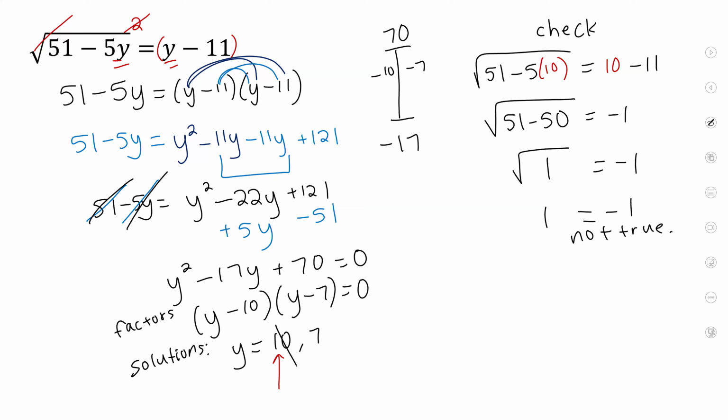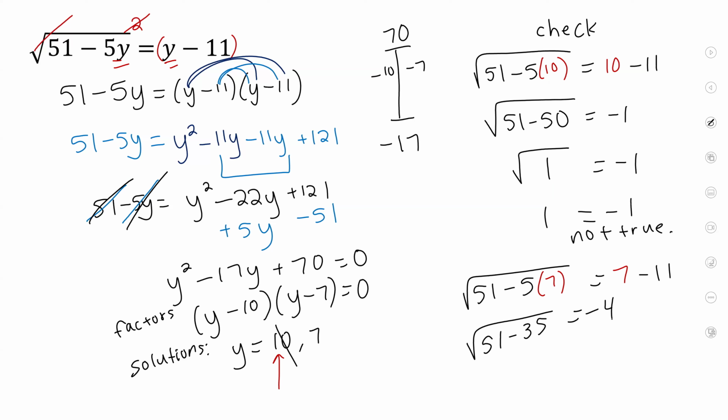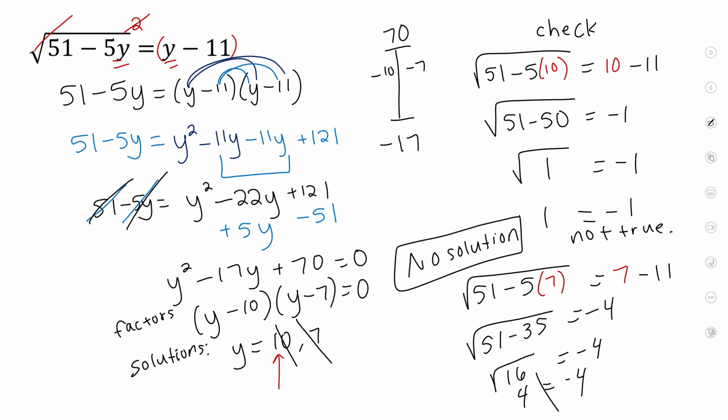Let's test the 7. The original problem is 51 minus 5y equals y minus 11. I'm going to plug in some 7s now. Okay. This is 51 minus 35 equals 7 minus 11 is negative 4. 51 minus 35 is 16. The square root of 16 is 4. This is not true. So that is not a solution either. So guys, we didn't get any solutions. Your answer is no solution. None of them worked when I plugged it in to check.